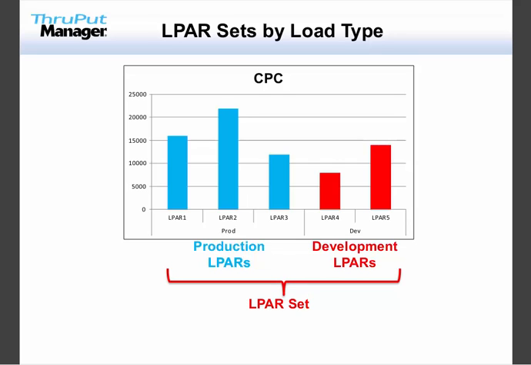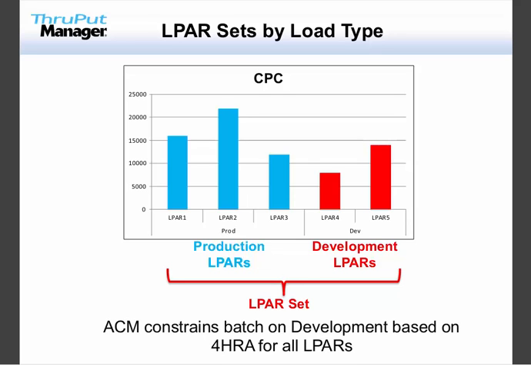In the development JESplex, an LPAR set has been defined that covers all LPARs. This will cause installation-specified development work to be constrained when the overall development plus production 4R rolling average approaches the desired limit. Production work, since it is on a separate JESplex, is not affected in any way. This arrangement has an additional benefit. It enables development work to run unrestricted when production is not busy and the 4R rolling average for all LPARs is not near the limit.